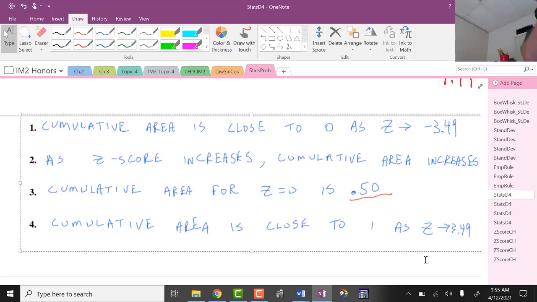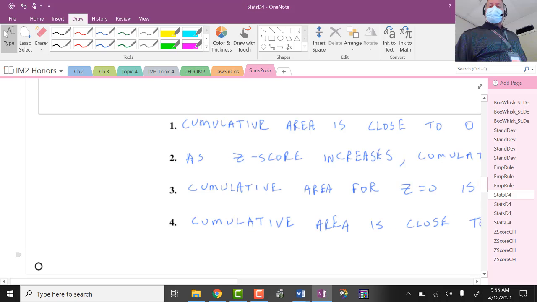Now, let's just take a moment to look at the z-score sheet. They had to make a decision. In listing the z-scores, they had to decide, when I give you the z-score, should the areas be left of or right of that z-score? They went left. And that's how the z-score chart works. So let's go to the third thing. The cumulative area for z equals 0, of course, is 0.5, which represents 50%.